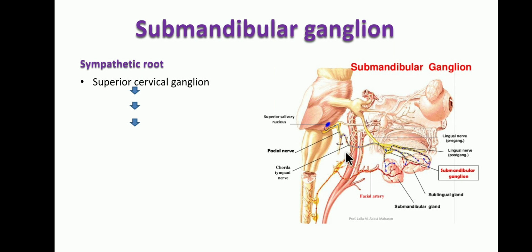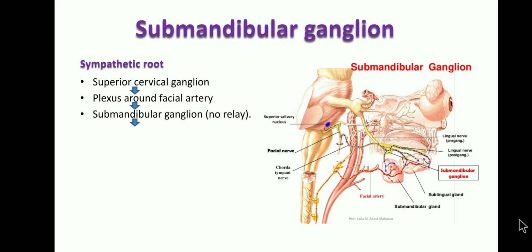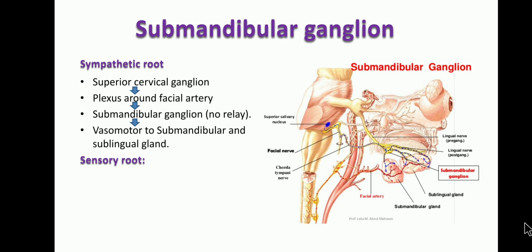That is, around the common carotid, external carotid, and finally the plexus around the facial artery. So it passes through the plexus around the facial artery and then passes through the submandibular ganglion but without relay. They just bypass the ganglion and give vasomotor fibers to the submandibular and sublingual salivary glands. So it has a motor component, that is the parasympathetic component.